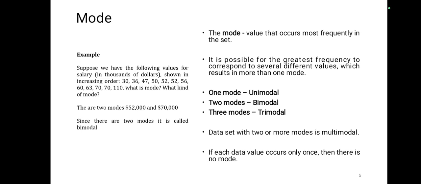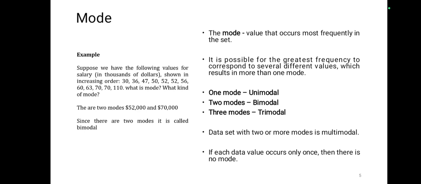So why do we have to go for this? Let's see. Mode simply means the value that occurs most frequently, as I said. Unlike the mean, we don't add anything. Unlike the median, we don't arrange anything. We simply count how many times each value appears. So that's basically the mode, right?